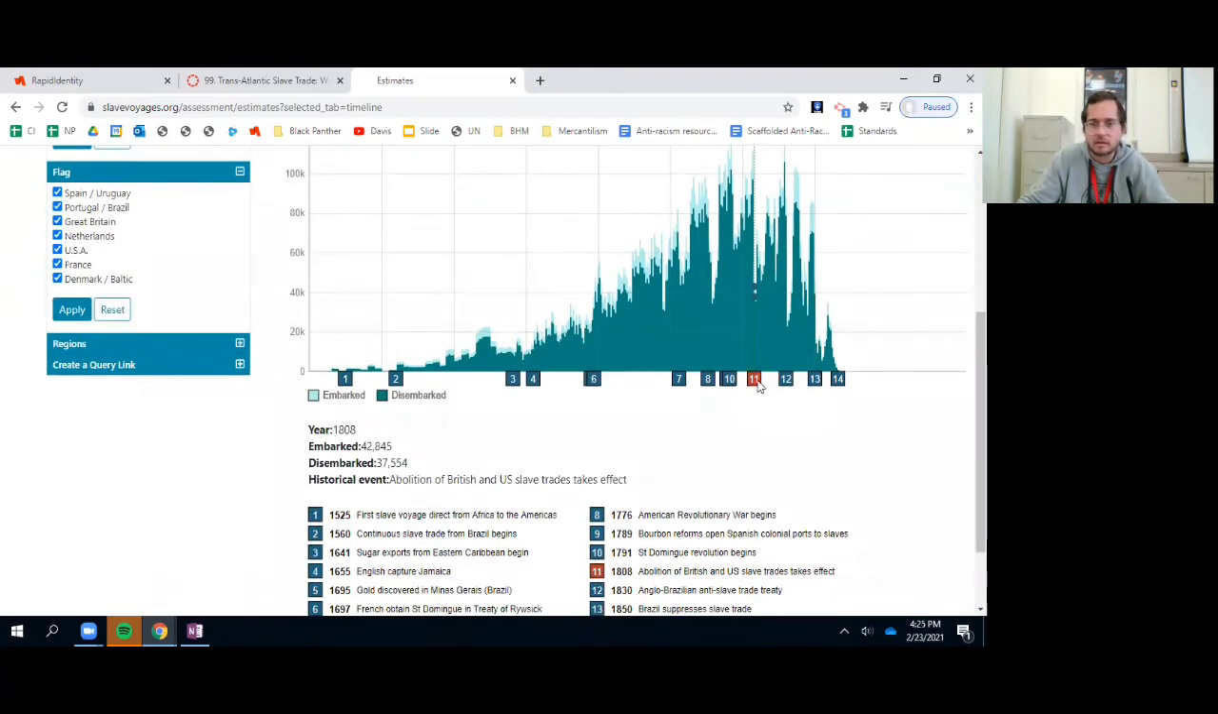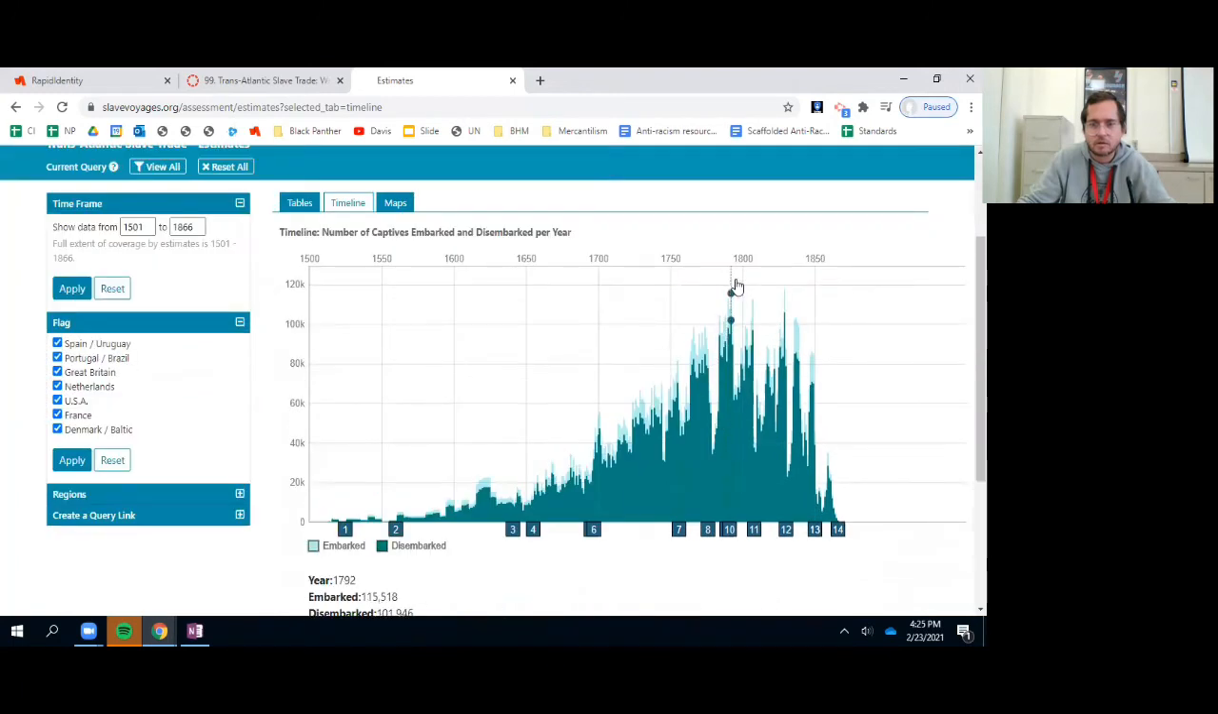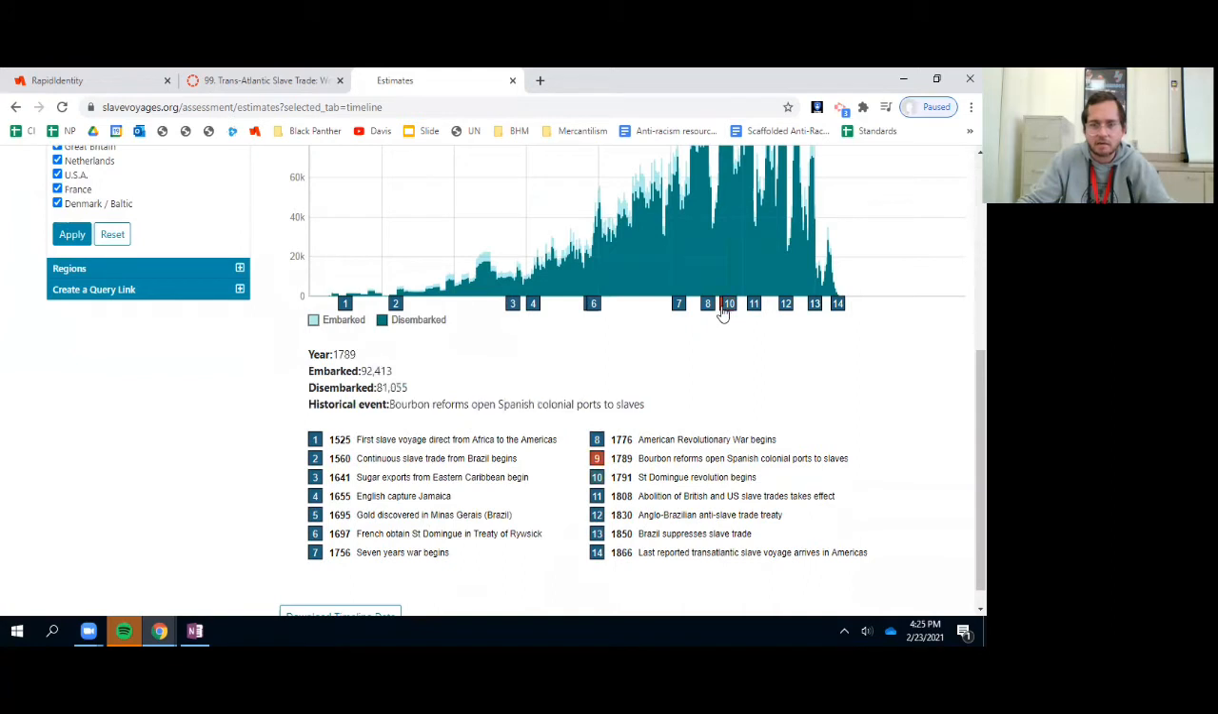That's 1808. Look at this. Okay. There's a spike in 1789. And if we look, I guess maybe we look here. Oh, number nine. Okay. 1789, embarked 92,413, disembarked 81,055. Historical event: Bourbon reforms open Spanish colonial ports to slaves.